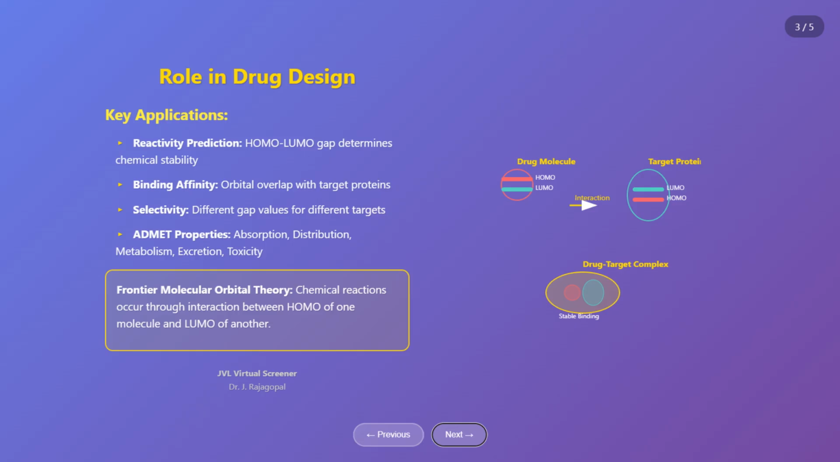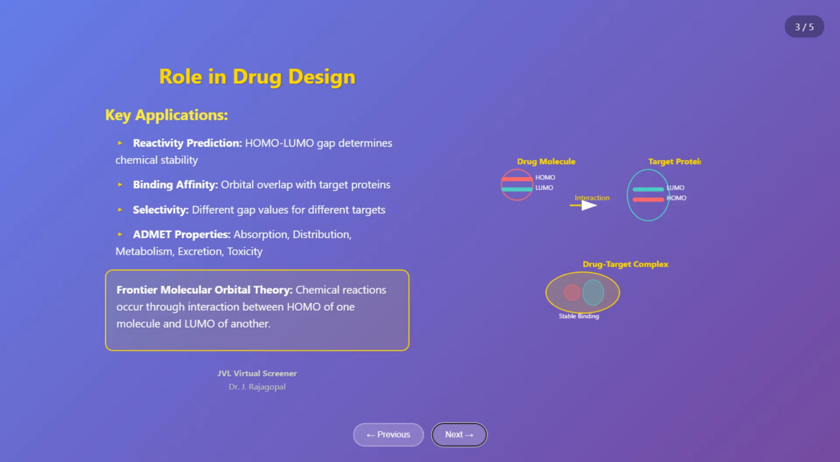Now comes the exciting part. How do we actually use HOMO LUMO theory in drug design? There are 4 key applications that are very important. First, reactivity prediction. The HOMO LUMO gap tells us how stable our drug molecule will be. This is crucial. We don't want our drug to be too reactive or too stable.